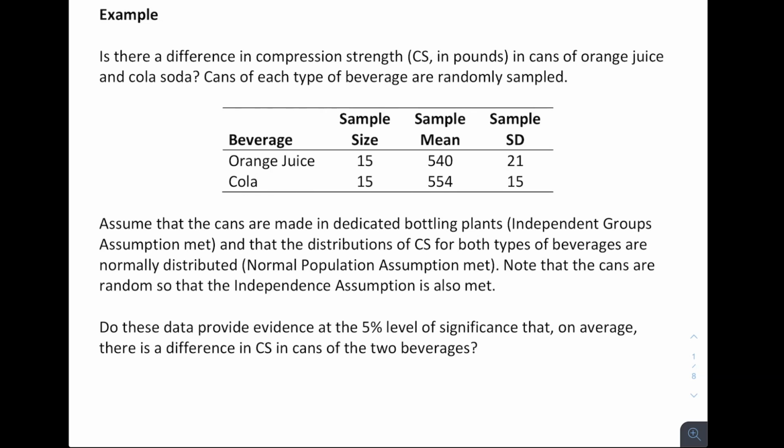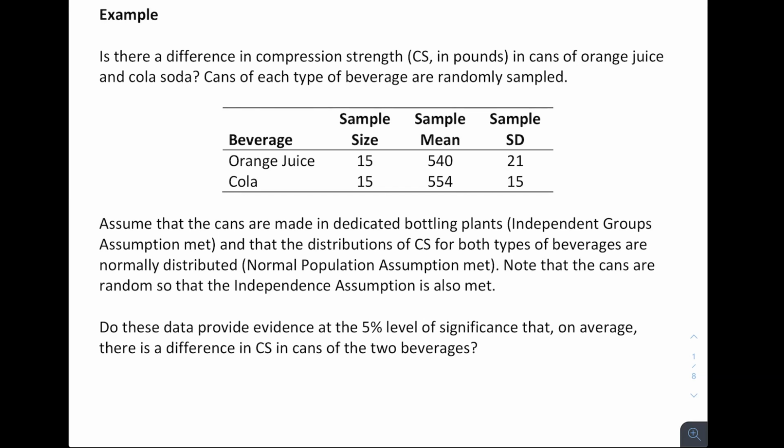We assume that the cans are made in dedicated bottling plants, so that cans of orange juice aren't affecting the cans of cola. We have the independent groups assumption. We assume that the distributions of compression strength for both types of beverage are normal, so that we have the normal population assumption met. And we also note that the question tells us that the samples are random, so we have the independence assumption also met.